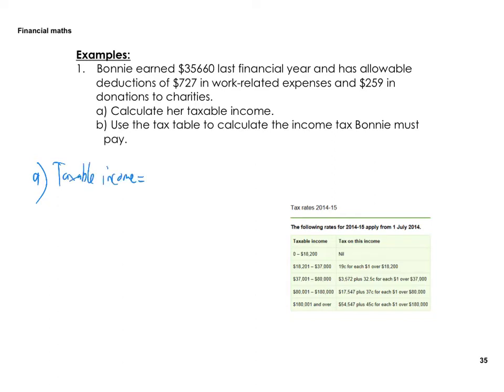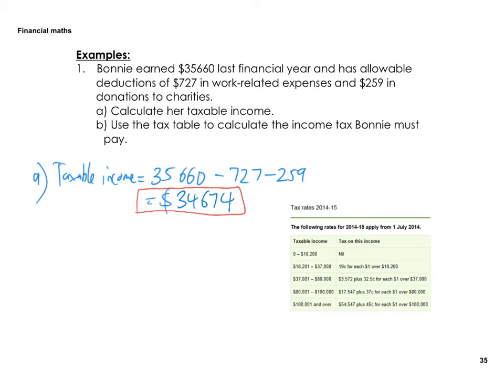So part A is quite simple, taxable income. That's just going to be her gross income, which is $35,660. Take away the deductions and the charities. And that gives us $34,674. So that is her taxable income. Now we go to part B, the actual tax she has to pay.